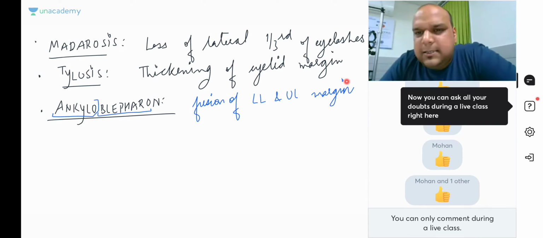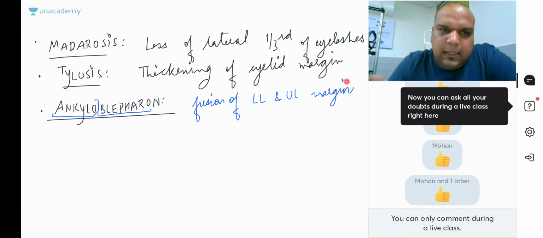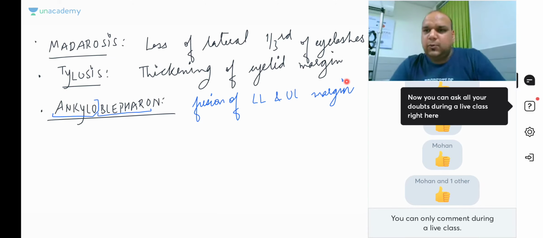Okay, everybody. So I think these are certain conditions that you want to study as problems of the eyelashes or the eyelids. I don't think you should have any problem in this, everybody. You should be absolutely simply clear about all these conditions. And that is where I'll complete my chapter on eyelids. I've taken almost 50 minutes, you would see, to teach you eyelids.